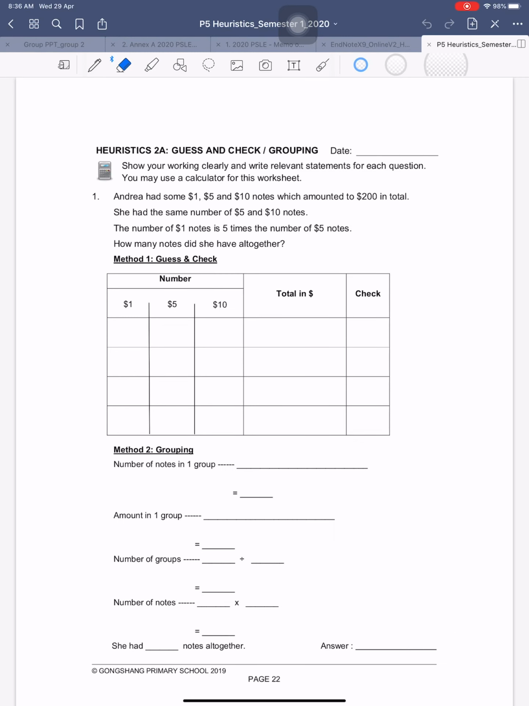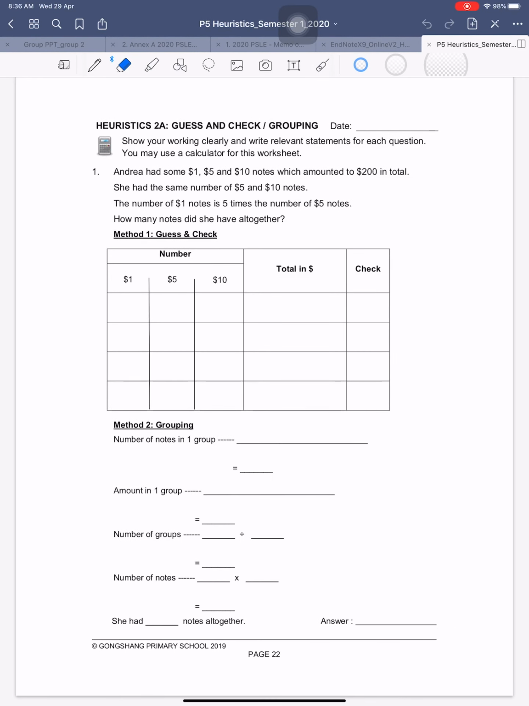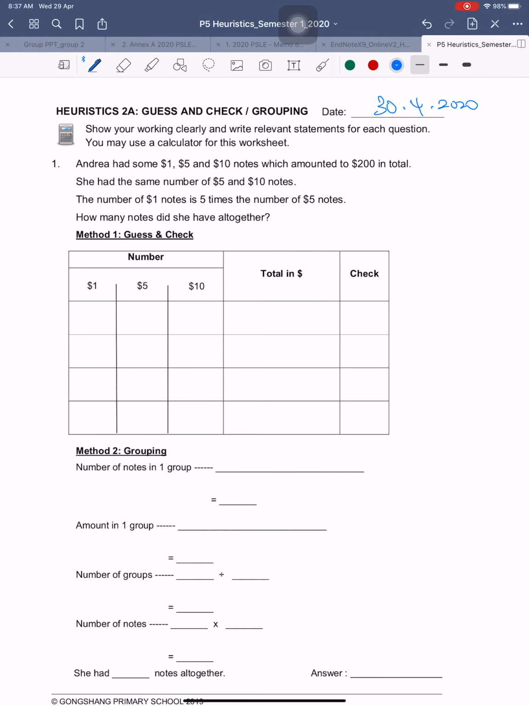So if you have not taken out your heuristic worksheet, please pause the video and take out your heuristic worksheet now. Alright, so today we will be working on heuristic 2A and today's date is 30th April 2002. Okay, right. I want you to make a slight correction. A more correct method should be not guess and check but list and check and grouping method.